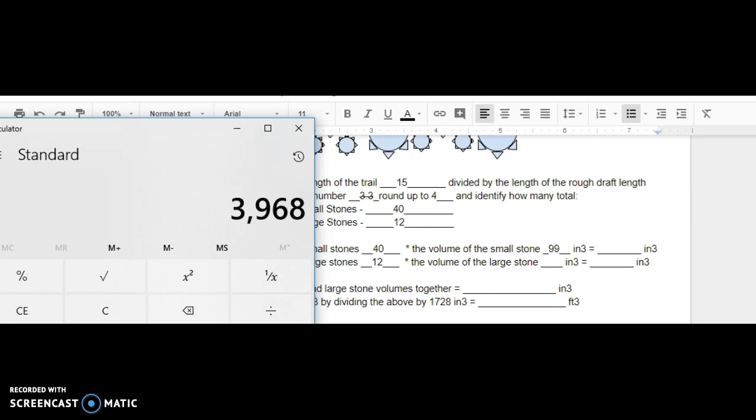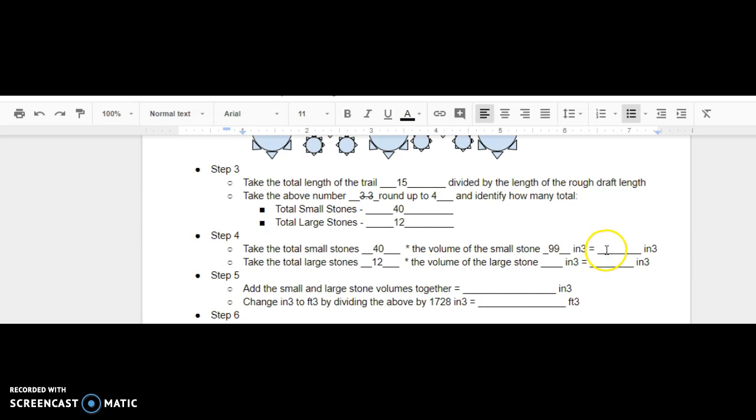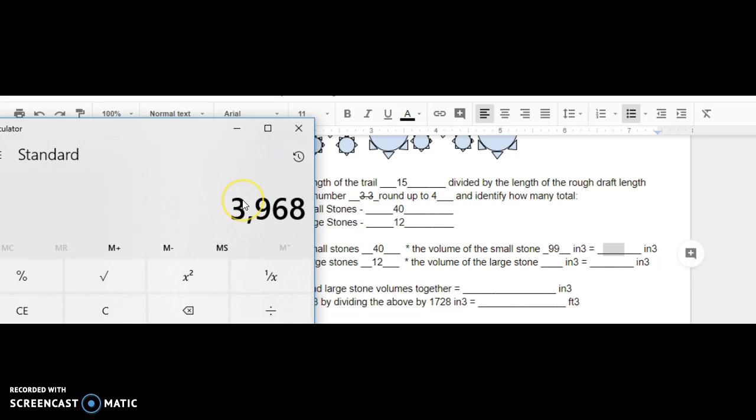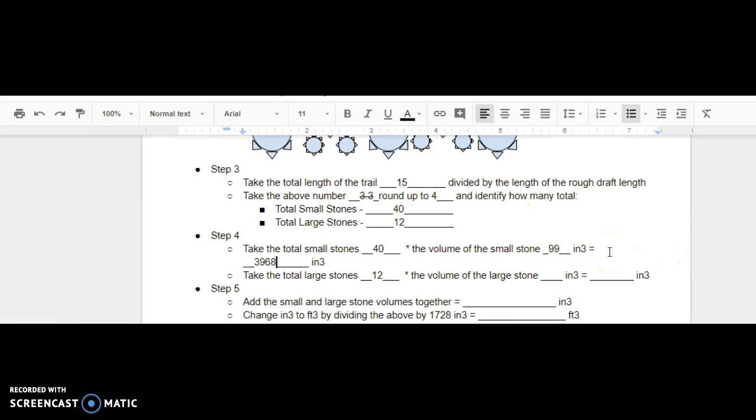That would give us a total of 3,968 cubic inches.